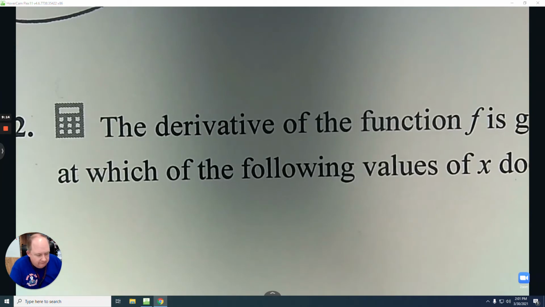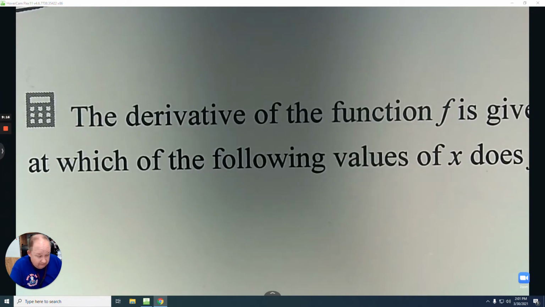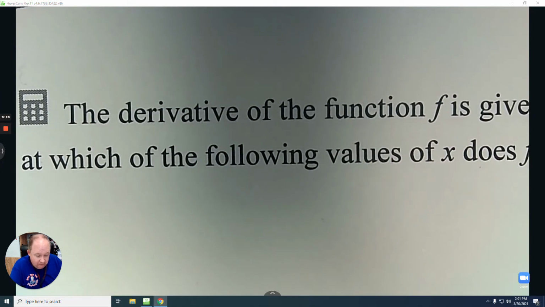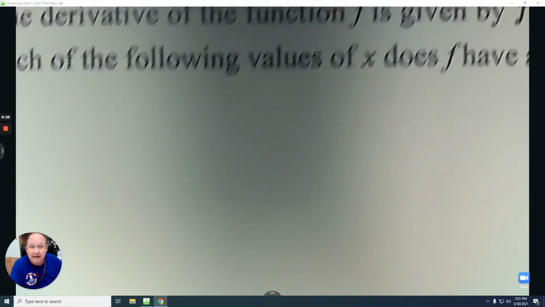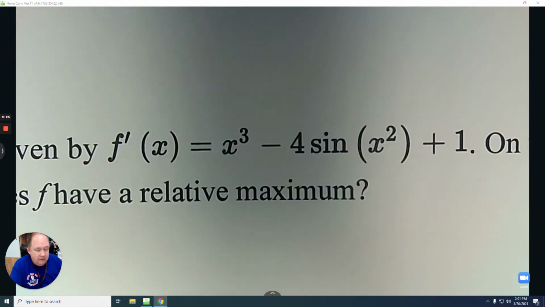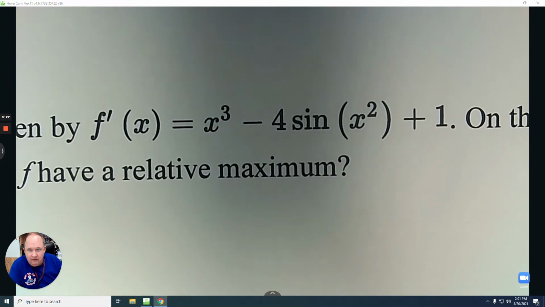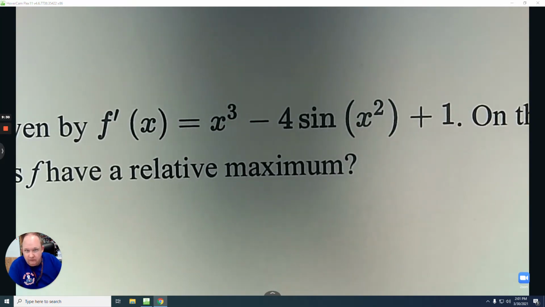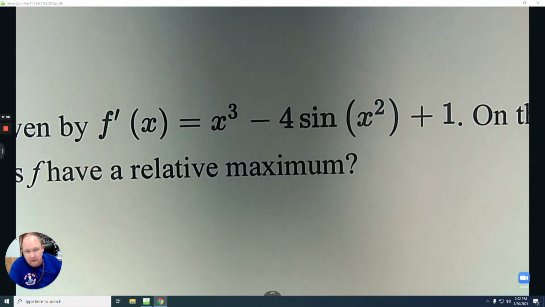The derivative of the function, and they give you the derivative again, says that which of the following values of x does f, the function, have a maximum? All right, so we're going to do what I just did. So I'm going to graph it and see where it crosses. And for it to be a maximum, it has to be above to below, positive to negative. So we're going to look at that right now.